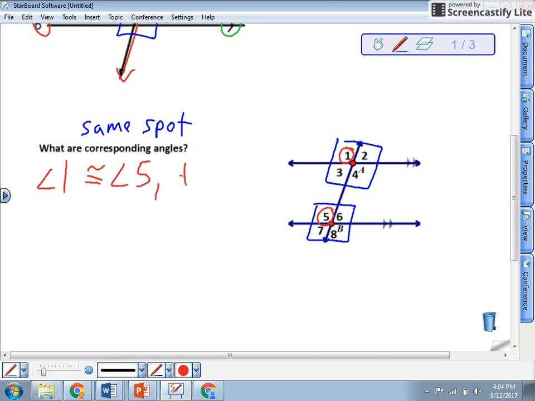So if you find that angle 1 is congruent to angle 5, then the lines are parallel. There's the parallel symbol, straight up and down. So if any corresponding angles are congruent, that means that the lines are parallel. We can prove that every time.